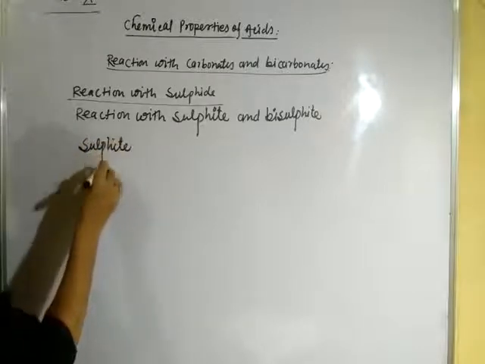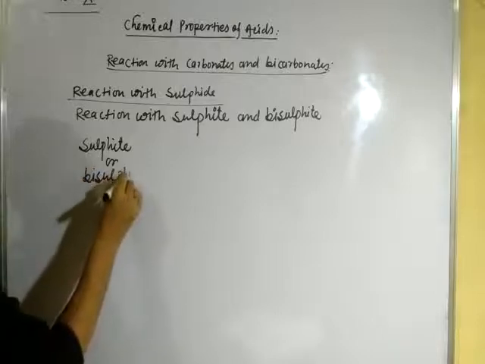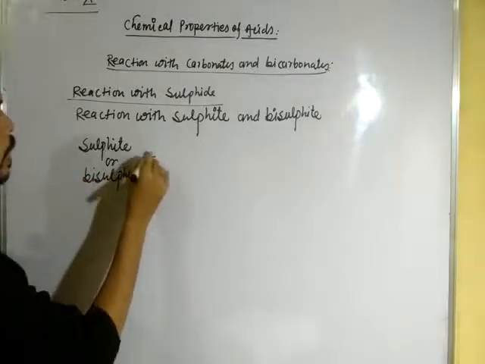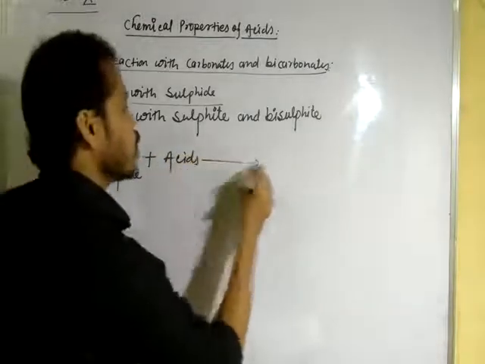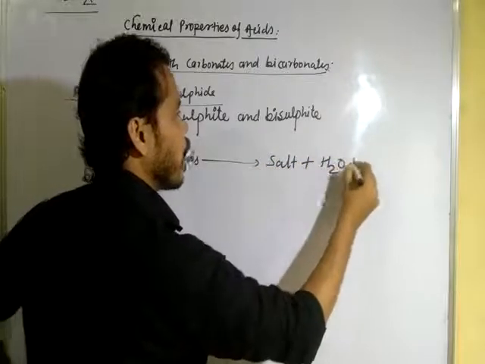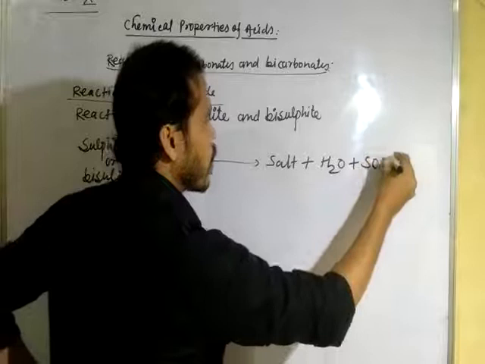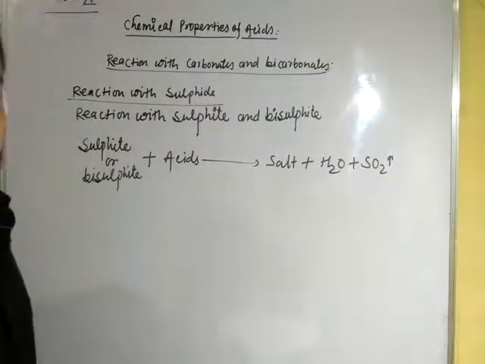Sulfite or bisulfite, when treated with acid, always form salt, water and liberate sulfur dioxide gas. This is the skeleton of this statement.